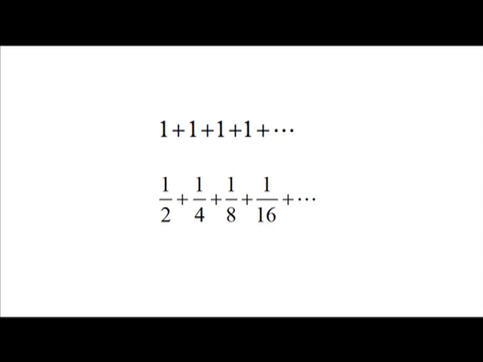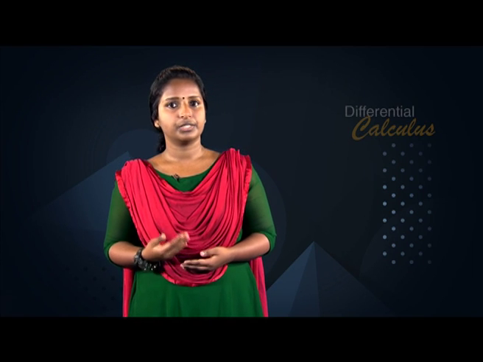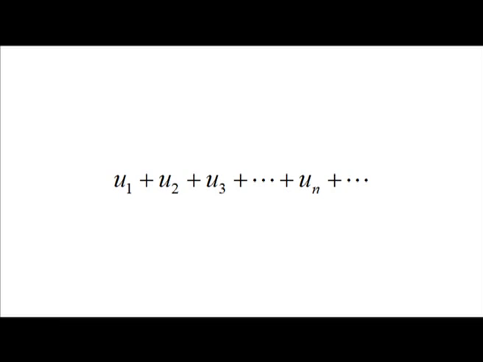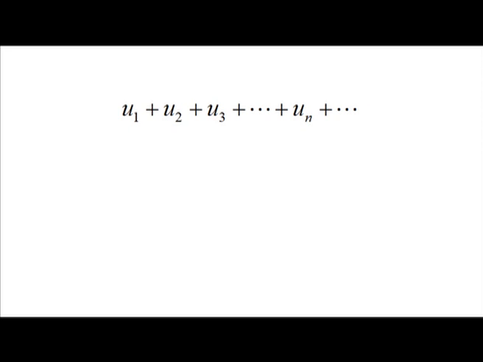Such formal sums are examples of infinite series, which we define as follows: if u1, u2, u3 etc., un etc. be a sequence of real numbers, then u1 plus u2 plus u3 plus etc. plus un plus etc. is called an infinite series, or briefly a series. un is the nth term of the series. An infinite series u1 plus u2 plus u3 plus etc. plus un plus etc. is denoted by summation un, n from 1 to infinity.